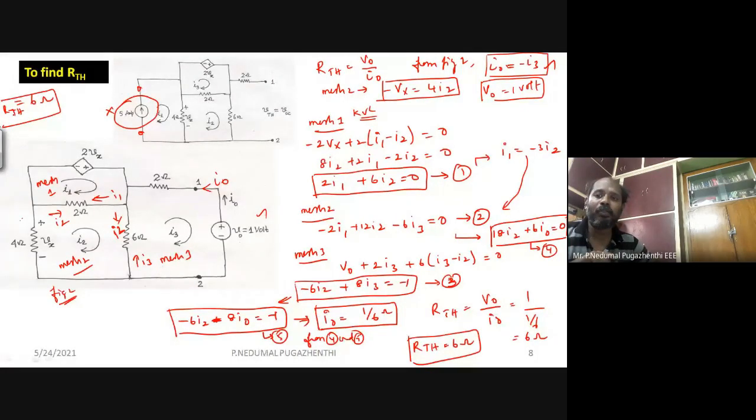R Thevenin is equal to 6 ohms. Any step you want me to repeat? Any doubts do you have regarding finding out R Thevenin? The next step we are going for V Thevenin. That's again another work we have to do. Tell me, do you have any clarifications needed in this particular slide?